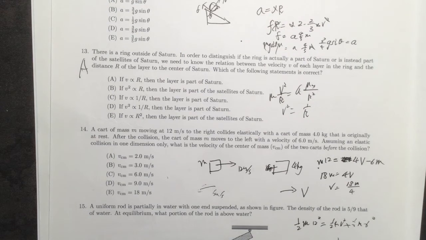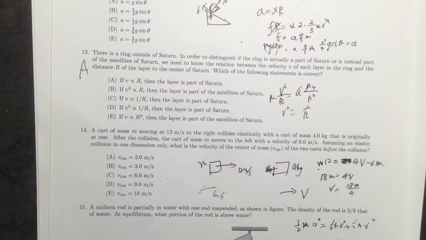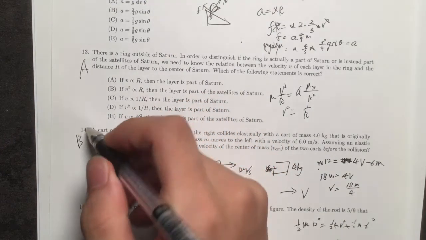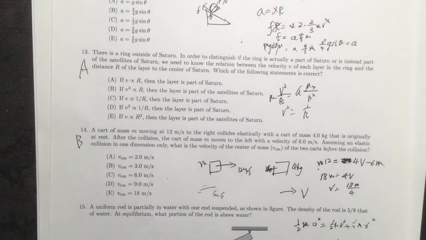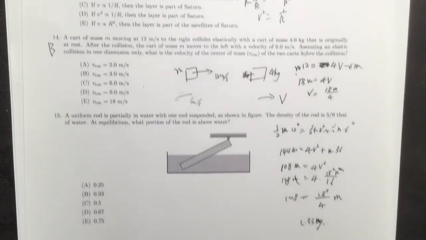So 1.33 times 12. Now we want to find the center of mass acceleration. 1.33 times 12, divide by 4, plus 4 plus 1.33. What is that equal to? 2.99. So the center of mass speed should be 2.99 to the right. That will be closest to 3, of course. The answer is B. And 15, 15 will have a lot of calculation.